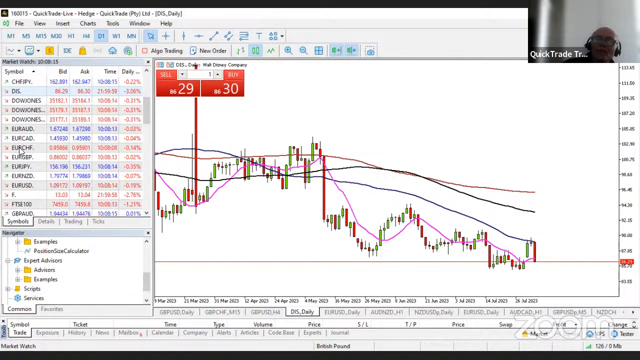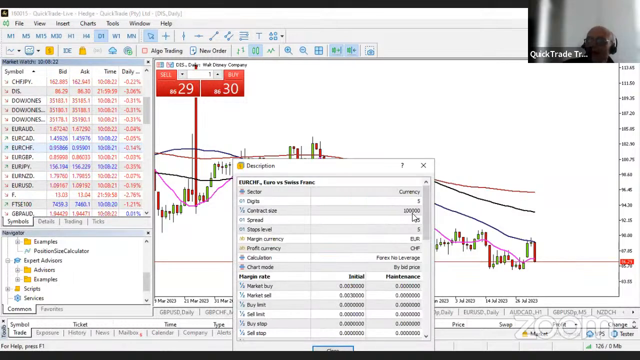You want to look at some properties of the instrument: highlight the one you want to look at, right click on it, and it gives you the properties there. The spread is 3.5 pips or 35 points. That's the contract size. That's why one size doesn't fit all, because of a different contract size.